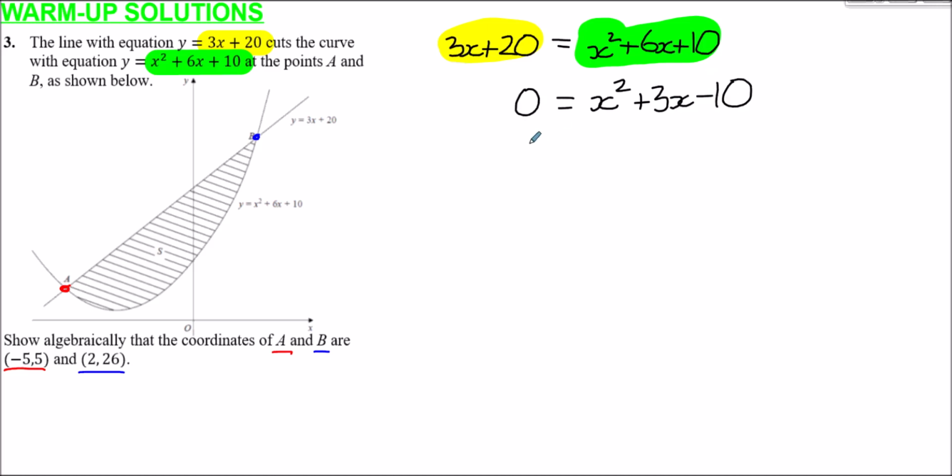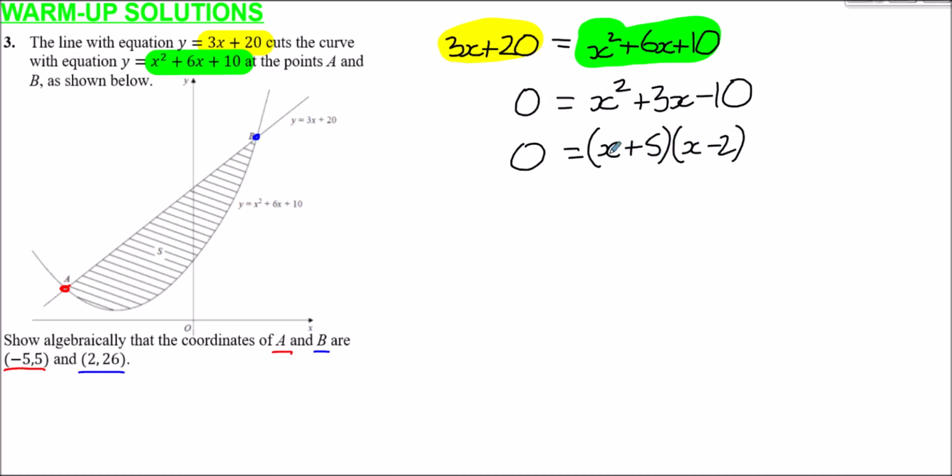10. Now you should see that on this right hand side this will factorise. You could use your calculator at this stage, but it's fairly straightforward even without doing. Two numbers that multiply together to give -10 and add up to +3, those two numbers would be +5 and -2. And so this quadratic factorises into this form. So 0 equals this bracket multiplied by that bracket.